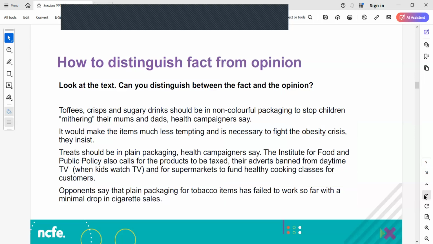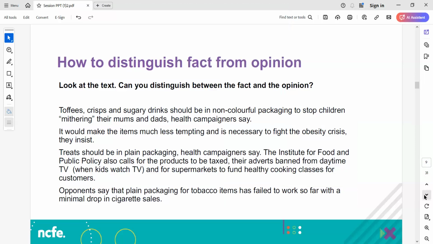So let's have a look. Look at this text. Can you distinguish between the fact and the opinion? Toffees, crisps, and sugary drinks should be in non-colourful packaging to stop children mithering their mums and dads, health campaigners say. It would make the items much less tempting and is necessary to fight the obesity crisis, they insist.